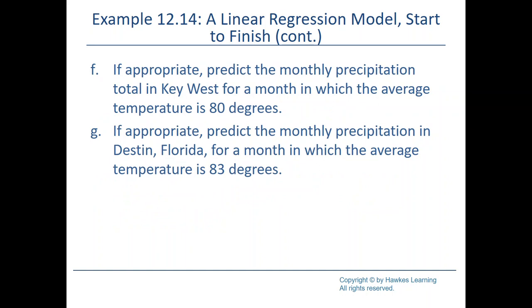And if appropriate, we're going to predict the monthly precipitation total in Key West for the month in which the average temperature is 80 degrees. And then again, if appropriate, predict the monthly precipitation in Destin, Florida for the month in which the temperature would be 83 degrees.